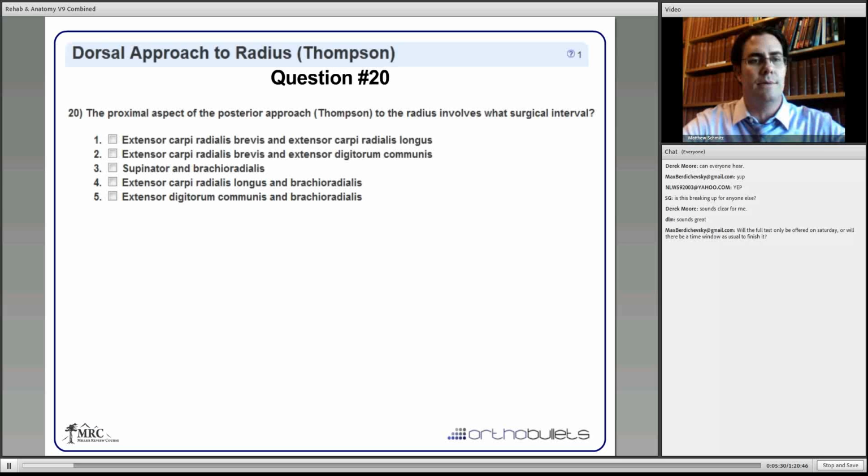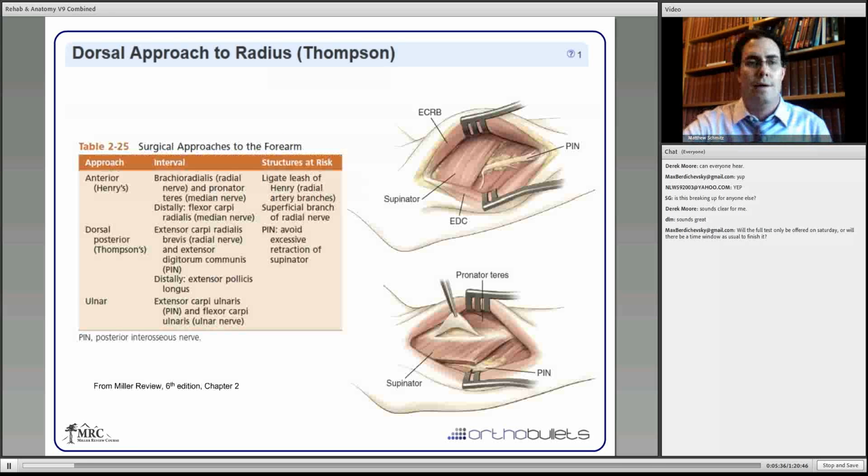The proximal extent of the posterior approach, or the Thompson approach to the radius, involves what surgical interval? So this is from the latest edition of Miller Review. As we look at some of the approaches to the forearm, remember your volar workhorse is your anterior Henry approach, and then dorsally you've got your posterior, your Thompson approach. The interval is between your ECRB, which is innervated by the radial nerve, and your extensor digitorum communis, which is innervated by the PIN.